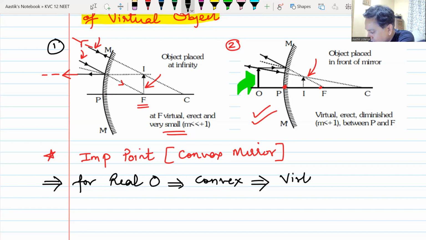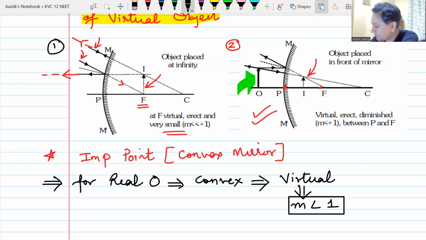Yes or no? Yes. Do we understand this? Yes, sir. And it is always smaller size, bigger size, which size? It is always diminished. Do we understand this?